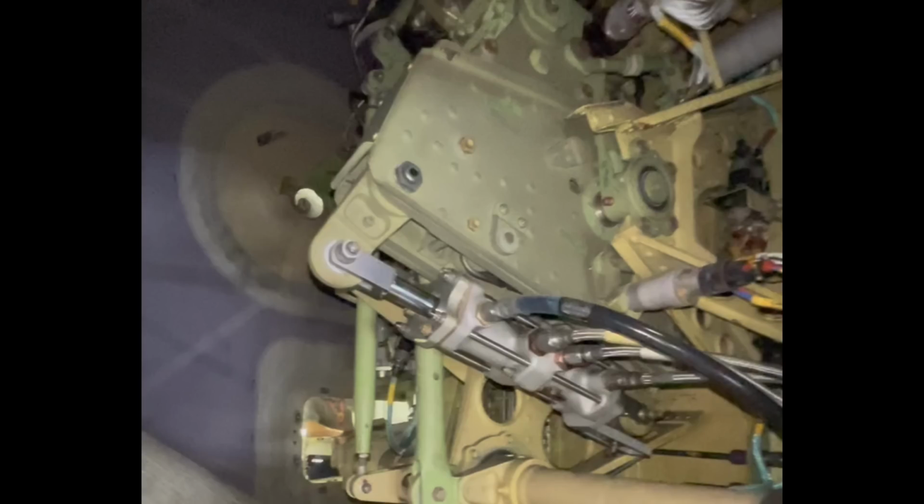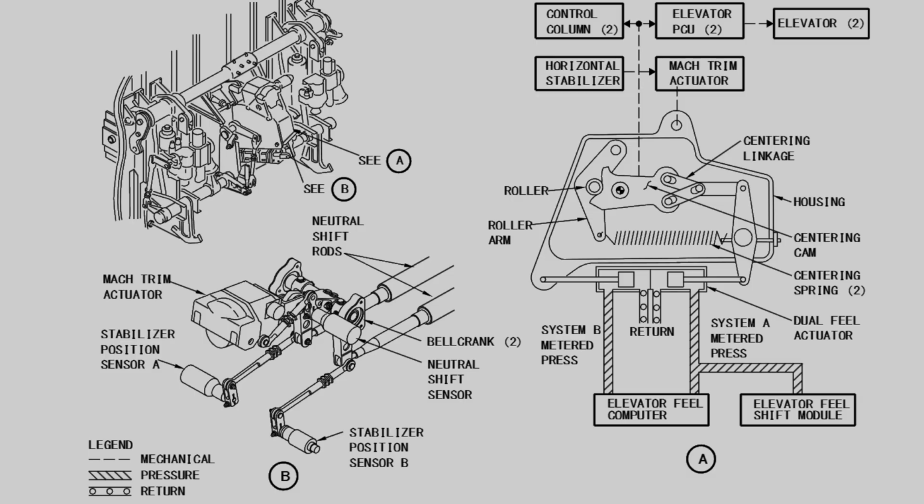What you're looking at there is the elevator feel and centering unit. Its primary purpose is to give variable feel force to the pilot. It also moves the control column into a neutral position when there's no input. The actuator you saw there is called a dual feel actuator. At high speeds, the elevator feel computer will increase the metered pressure to the dual feel actuator.